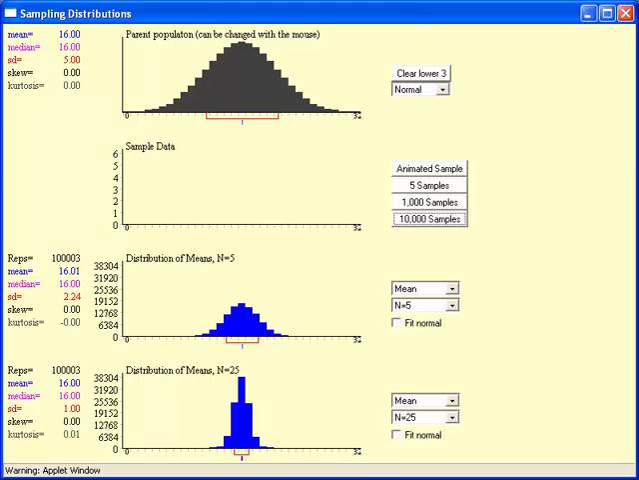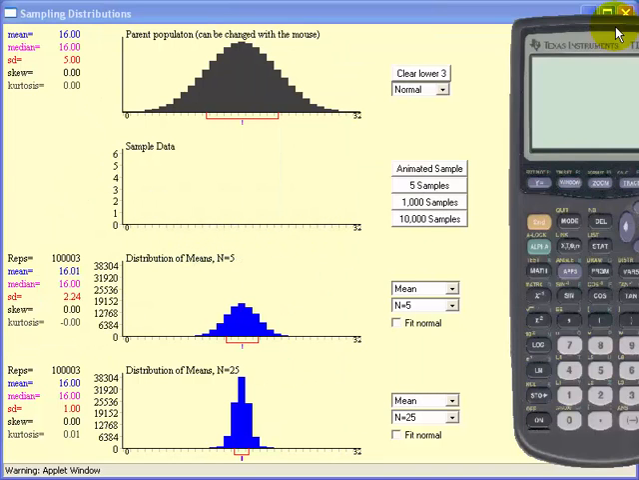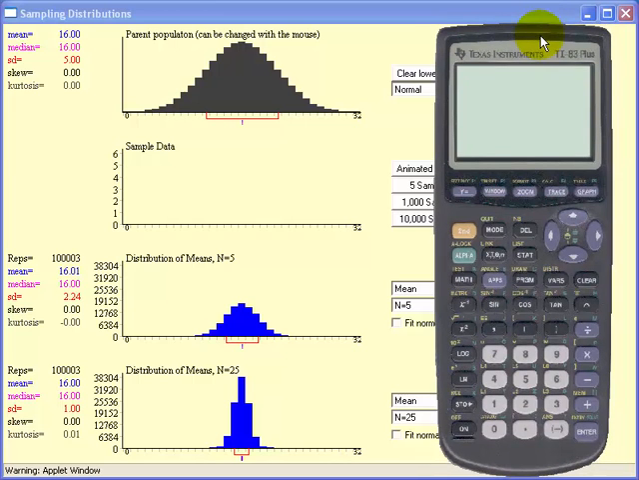Let's get our calculator over here and scoot this over here. And how it's supposed to work is this. If you take the population standard deviation of 5 and divide it by the square root of the sample size, it should equal the standard deviation for the sampling distribution. Well, here we had a sample size of 5.